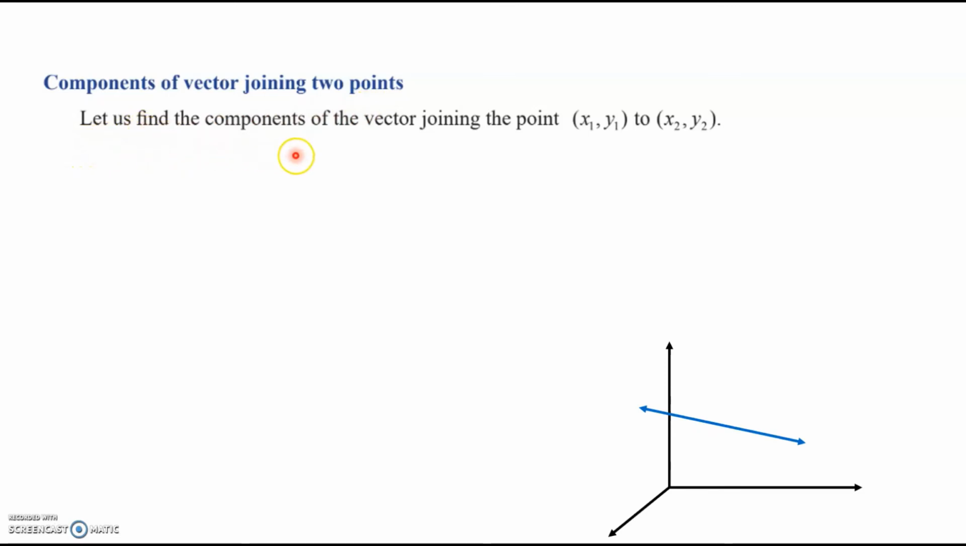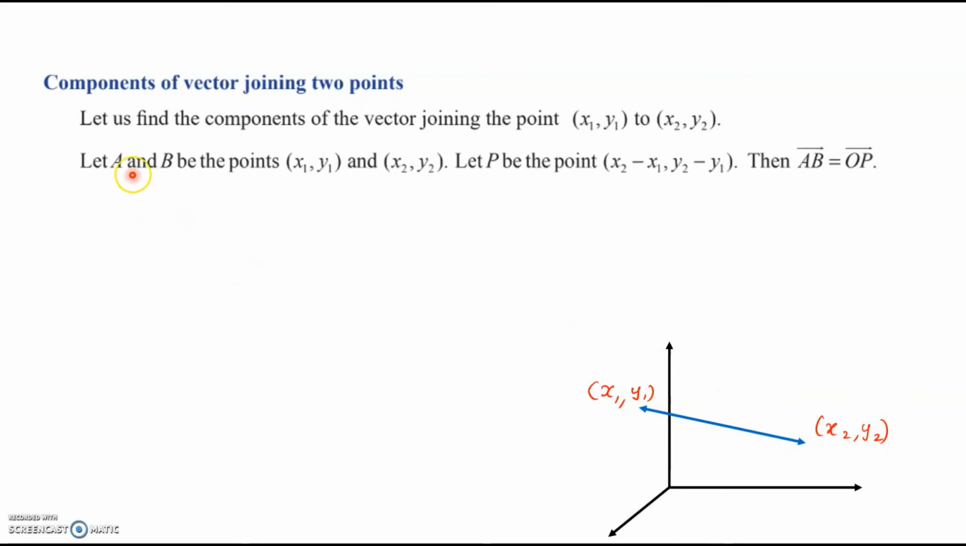Further, we can see that the components of a vector joining two points can be defined in the following manner. So let us find the components of the vector joining the points x1, y1 to x2, y2. So let me call this point here x1, y1, and this x2, y2. Okay. Next, let A and B be the points x1, y1 and x2, y2. So again, let's define this point as point A and this point as point B.